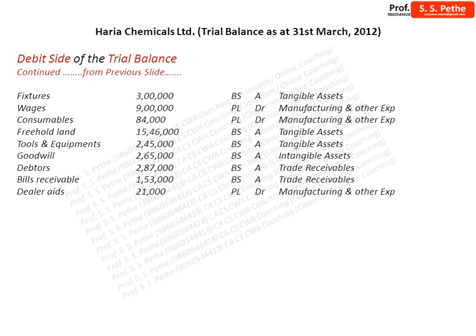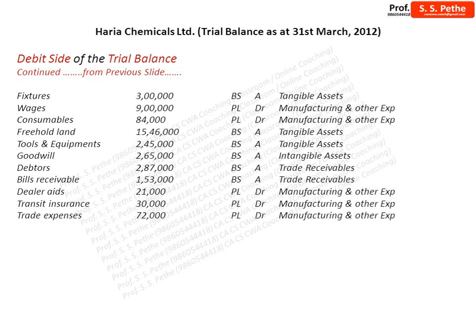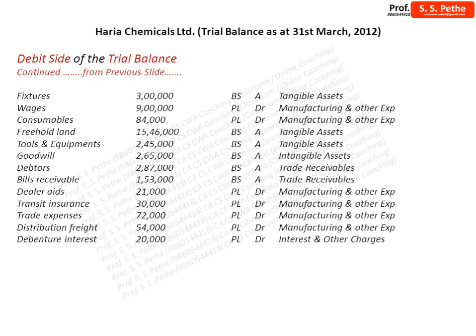Now dealers aids 21,000. Since it is a debit balance, it is an expenditure, will be charged to P&L, manufacturing and other expenses. Transit insurance of 30,000, it is also an expenditure, P&L, debit side, manufacturing and other expenses. Trade expenses, directly manufacturing and other expenses, P&L. Distribution freight charges, again it's the debit side, P&L, manufacturing and other expenses. Debenture interest 20,000, again it is an expenditure. It will be charged to P&L, debit side, but it will go under the head interest and other charges.